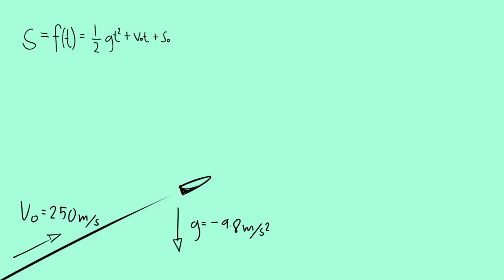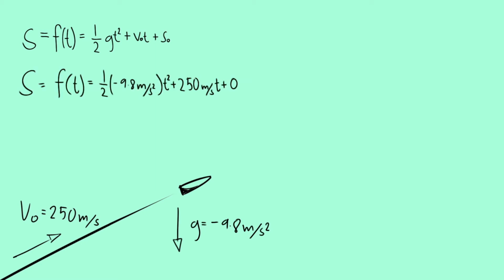From physics, the height of the object is given by the displacement, which is equal to f of t, which is equal to 1/2 gt squared plus the initial velocity times t plus the initial displacement. So, in order to get the equation of the bullet, we can now substitute the values into the given equation. We have now the equation for the displacement of the bullet.